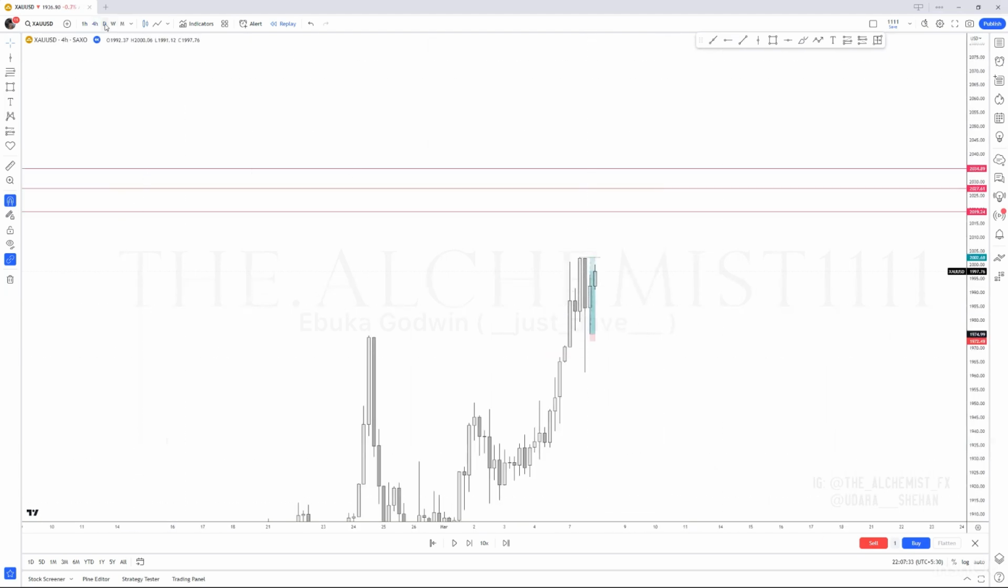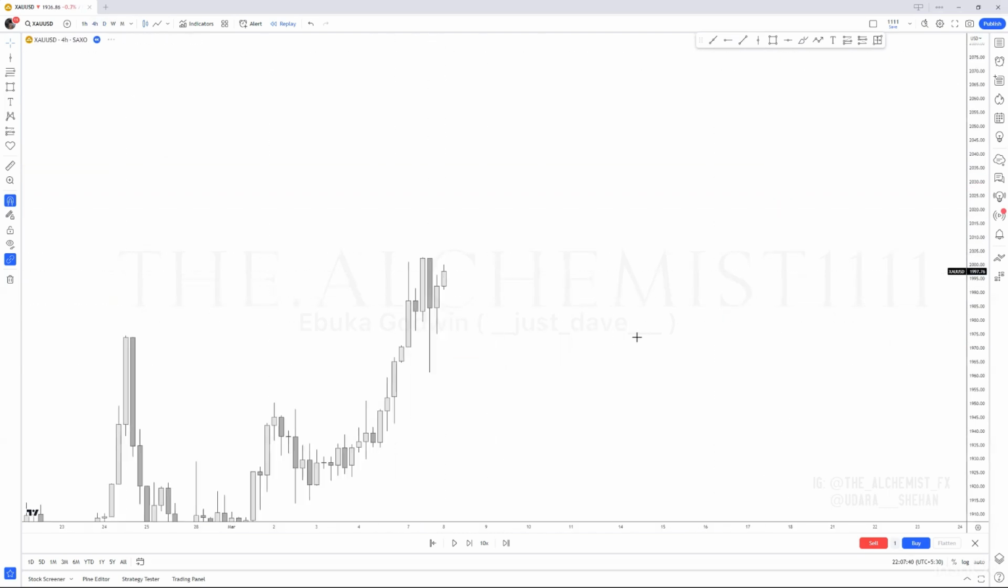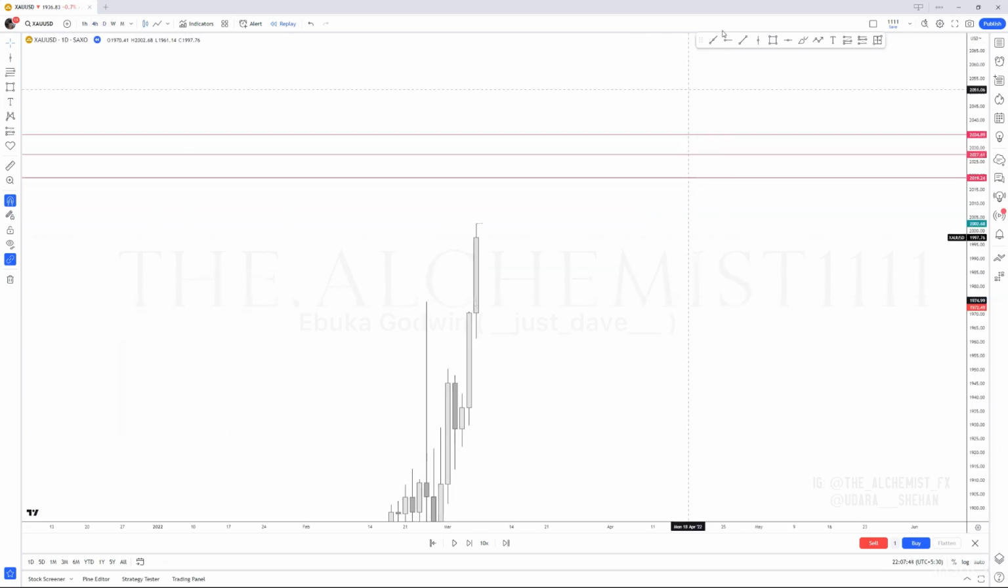Yeah, now look at this. You can't say daily turned bearish, because look how strong that bullish candle is. It's still bullish. Now, what are the next zones we have on the daily to buy from? We have this zone in here.